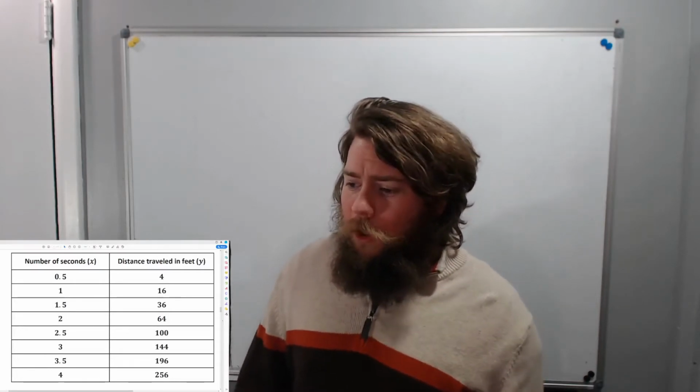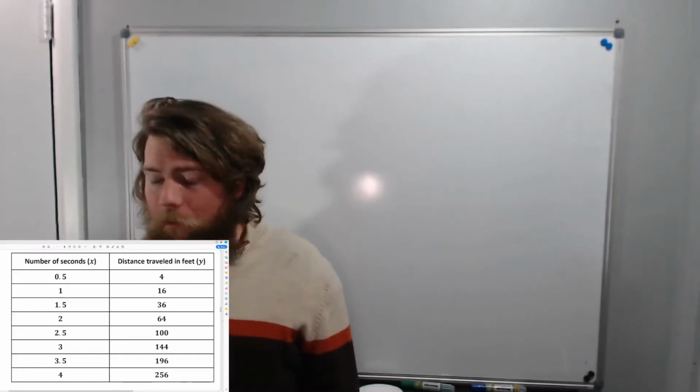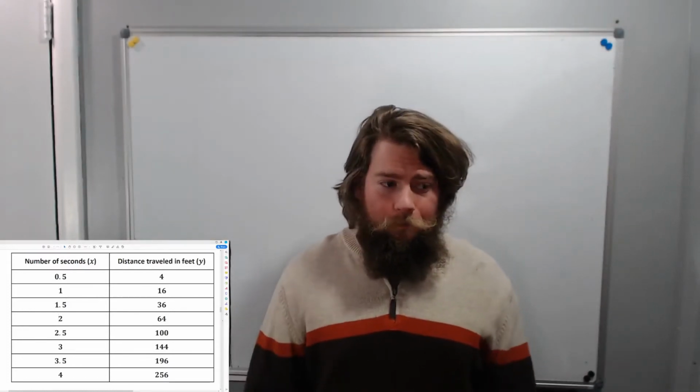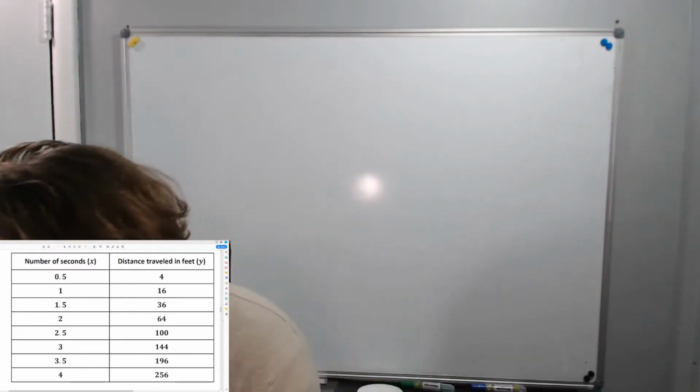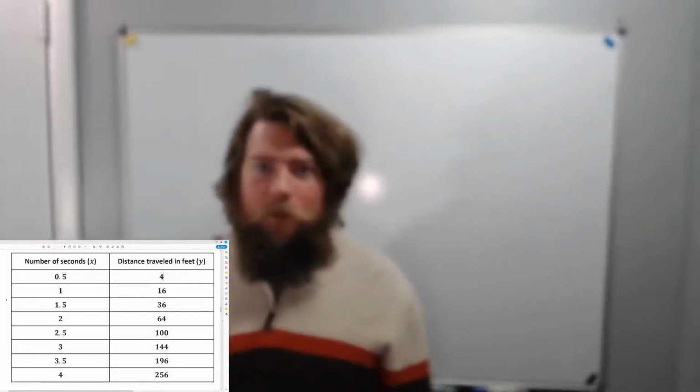Okay. So the first question asks you to name 2 predictions that you can make from this table. Well, let's look here at 2, okay? After 2 seconds, it's gone 64 feet. And at 3.5 seconds, it's gone 196 feet. Or at half a second, it's only gone 4 feet. So that's basically all they wanted from the first question.